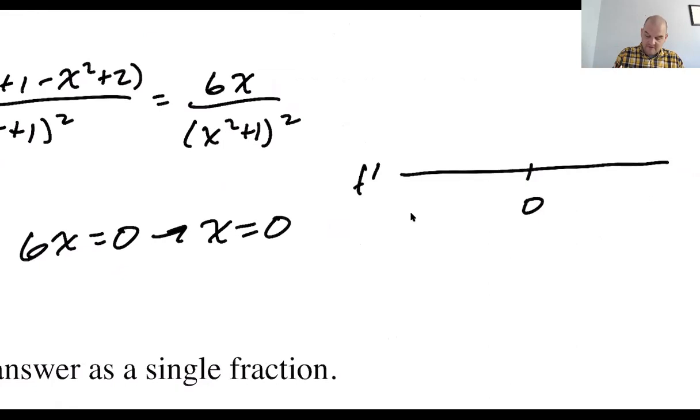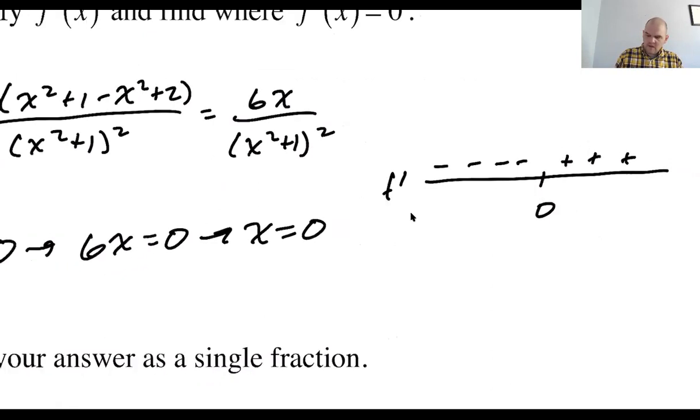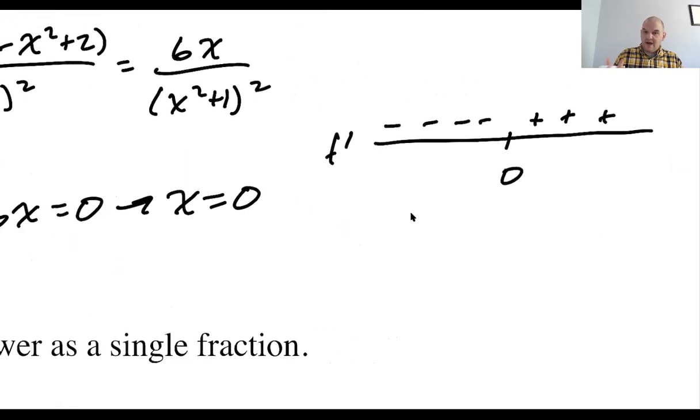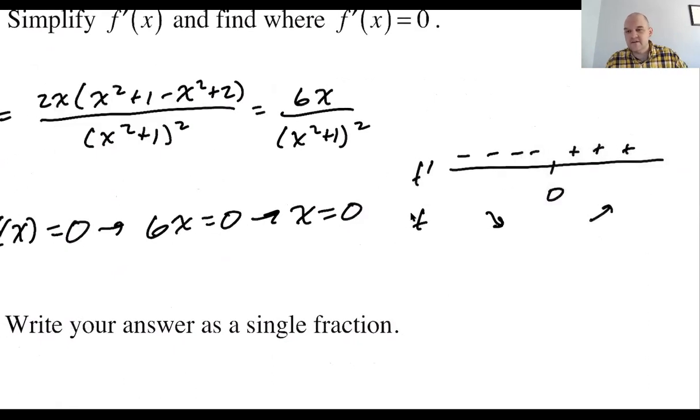To the left of 0, like negative a billion, I get a negative divided by a positive, so it's negative overall. And then to the right of 0, like at a billion, I get a positive over a positive. So maybe I should make plus signs. So I know that f decreases and then increases, which is one of the things you get out of this, right? So I think this function has a relative minimum at x equals 0.